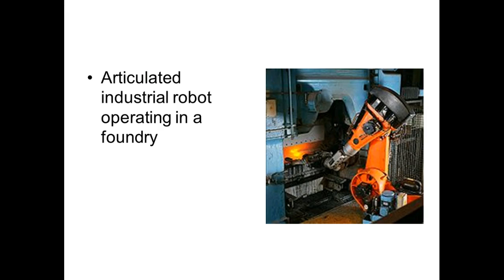Articulated robot. This is an articulated robot operating in a foundry. So this would be what we call a machine tending robot. So all the robot does is go in there and grab stuff out of the furnace, right? And then move it around some.